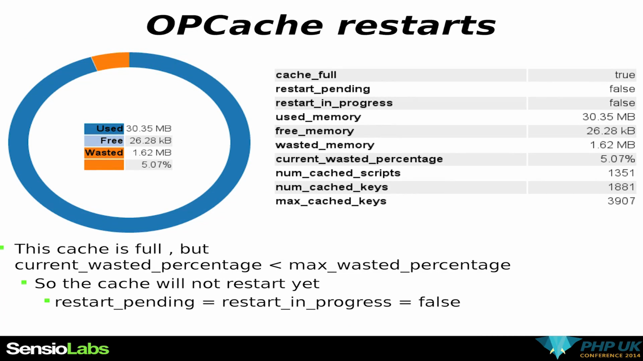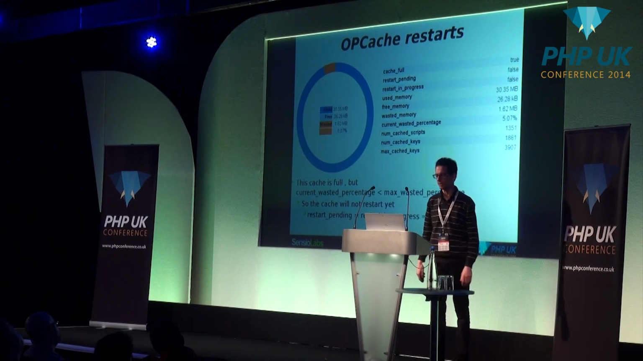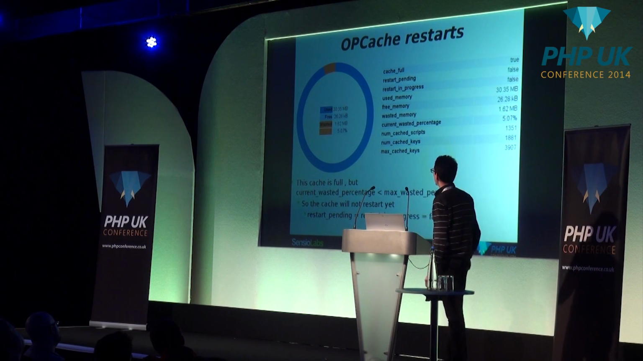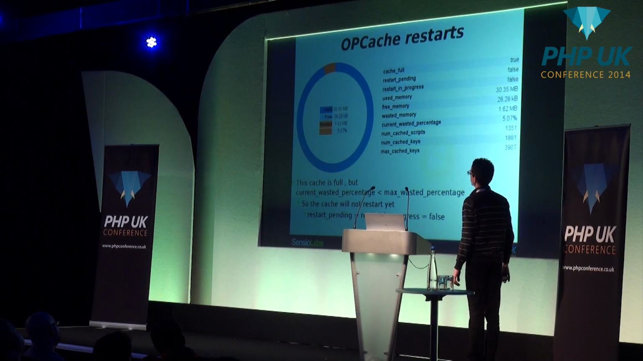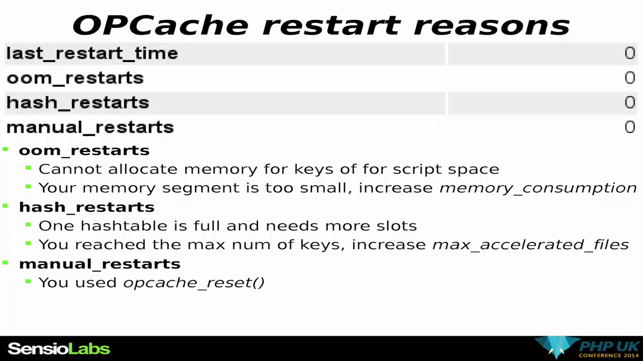This is a little bit tricky, you have to know about it. So this is another example where we have a cache which is actually full, only 26 kilobytes free, but the wasted percentage is actually 5.07, and here it's under the 10 or 15% in the configuration, so the cache will never be restarted. So this is pretty bad because it's a full cache. So never have a full cache in production. It's absolutely horrible.